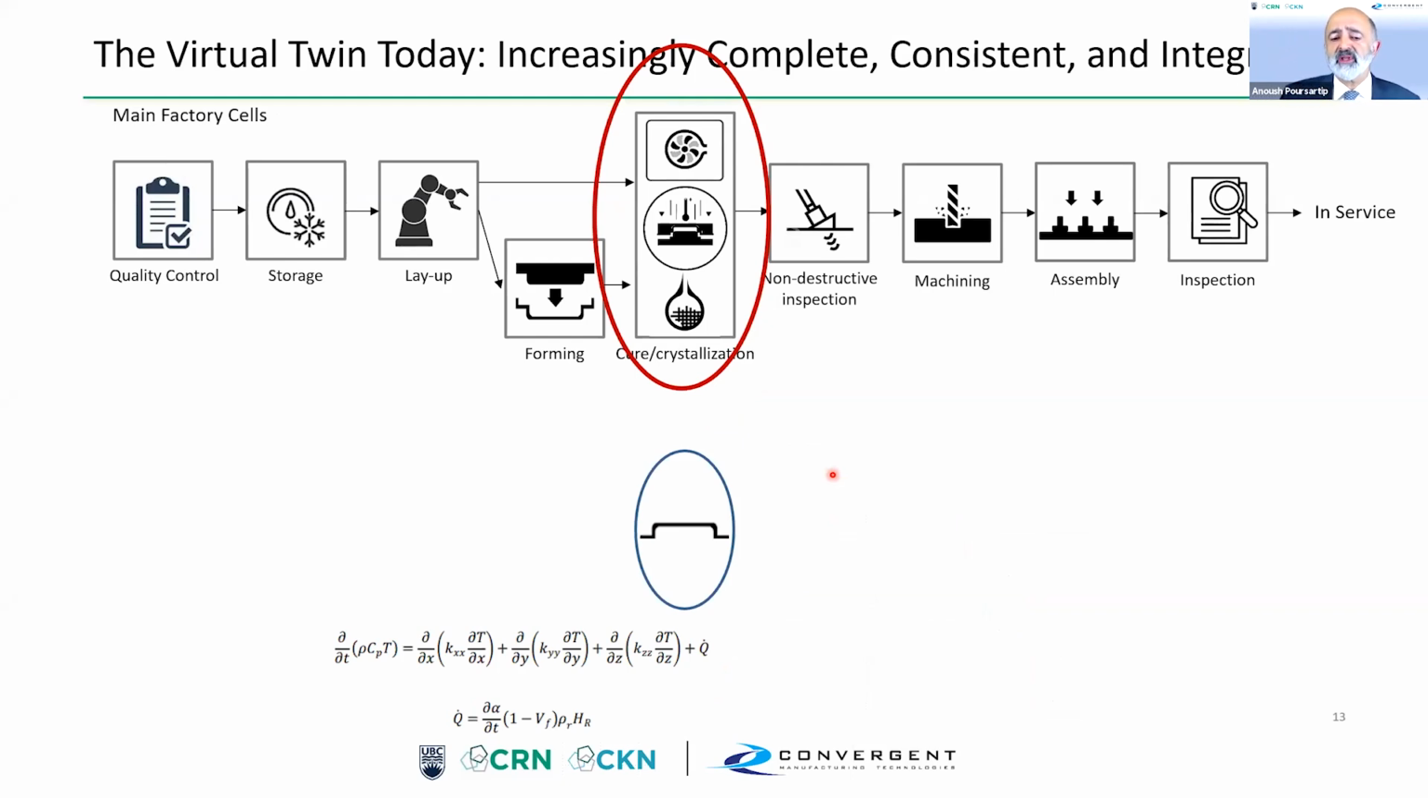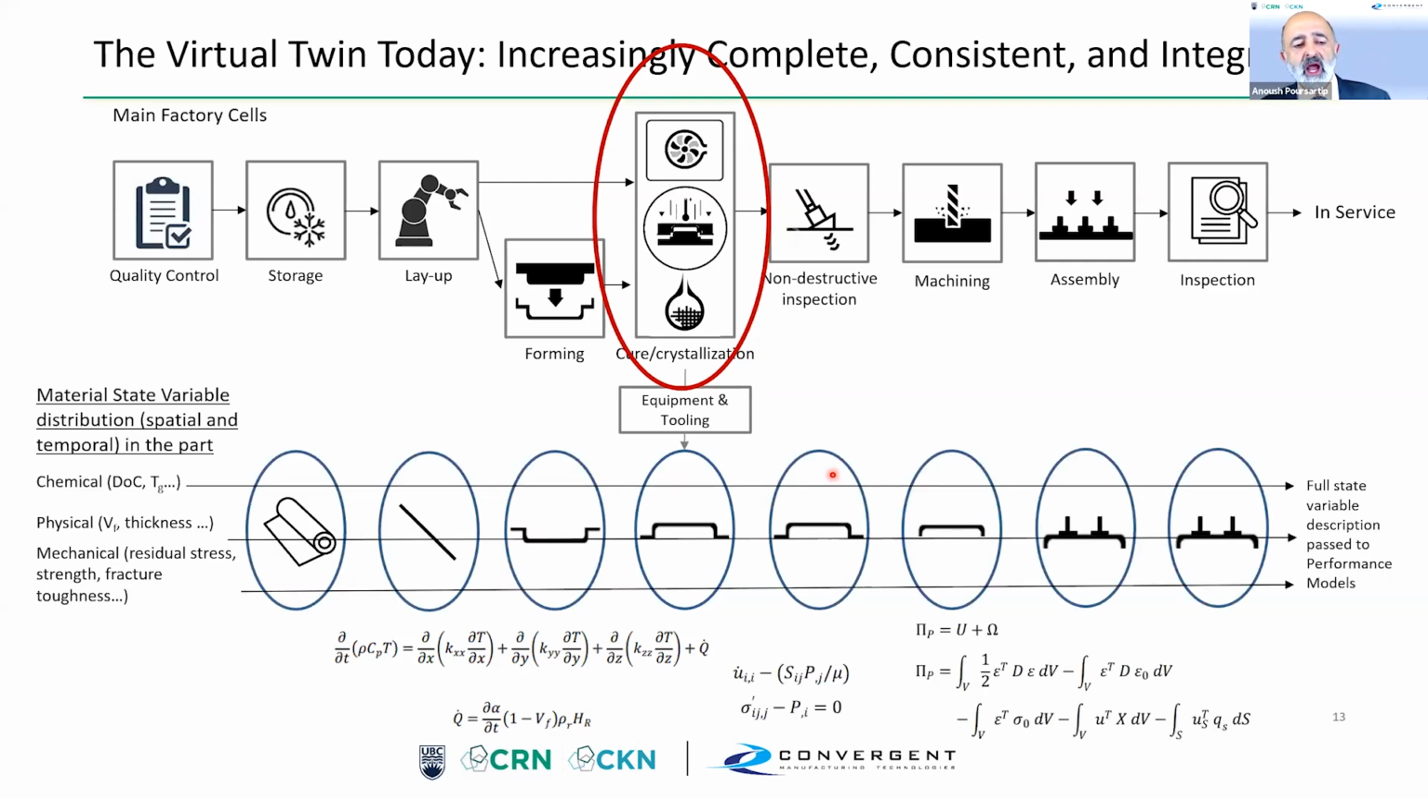We can put in very complex material descriptions. A major advance is we actually represent the equipment and tooling, which plays a very big role in the response of the system. More importantly, we are fleshing out a complete systems approach to simulation. So what we now have is this concept where we have material state variable distributions, both spatial and temporal, for the part right across the whole process chain, and we track things systematically in terms of chemical, physical, and mechanical state variables. And the key is that we bring in the effective equipment and tooling at all steps.